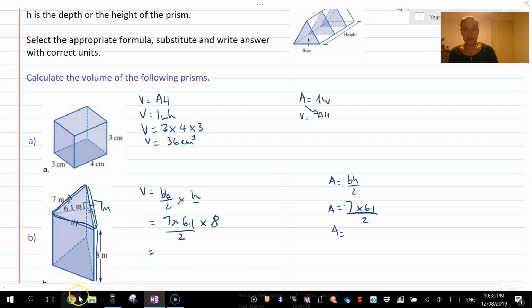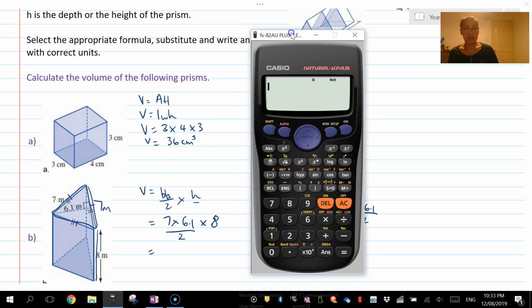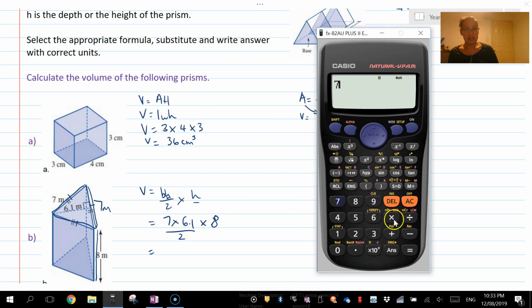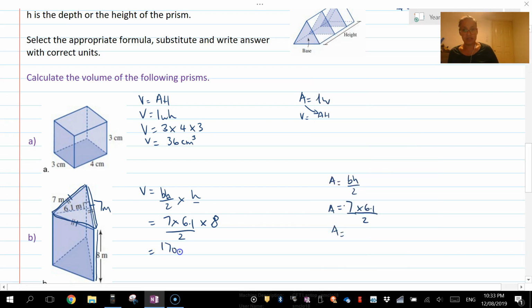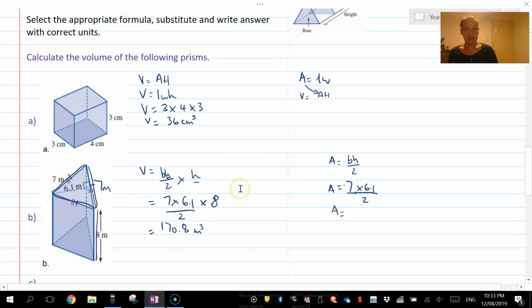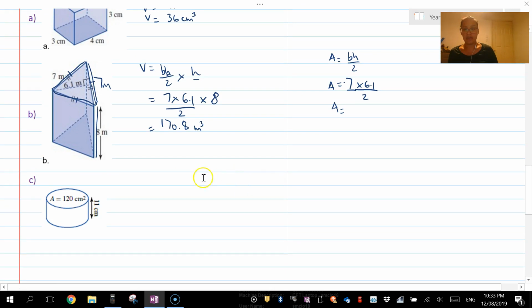I'm going to get my calculator out, and that is going to be 7 times 6.1 times 0.5. You'll see that I've just used that, I'm just making my life a little bit easier as opposed to reading divide 2, then times it by 8. So there's that. Times that by 8 equals 170.8. 170.8 meters cubed. So that is how I get around doing that one.